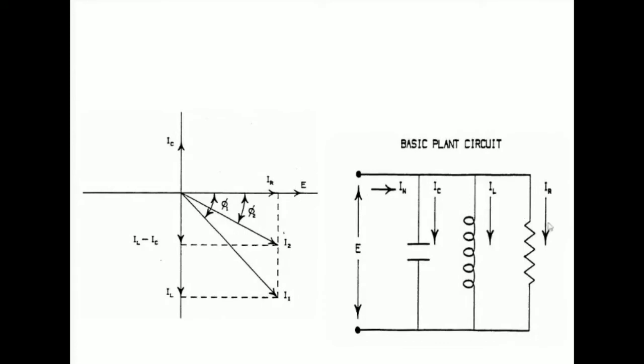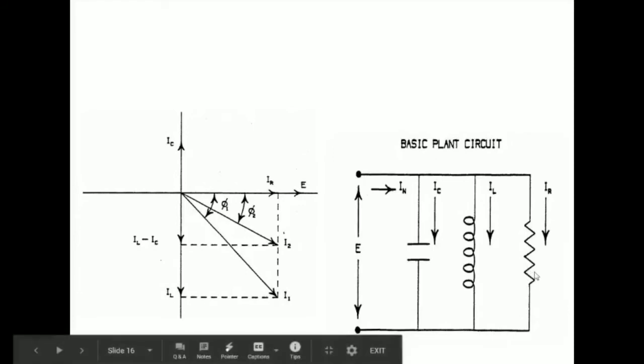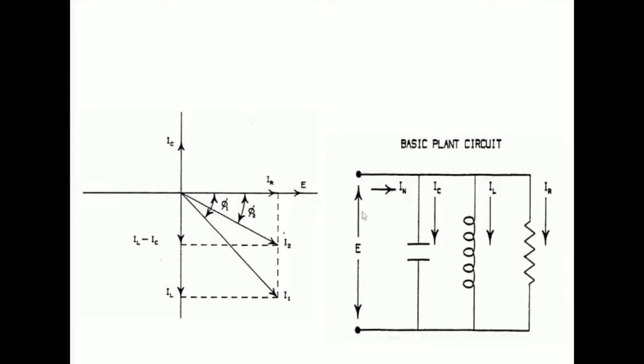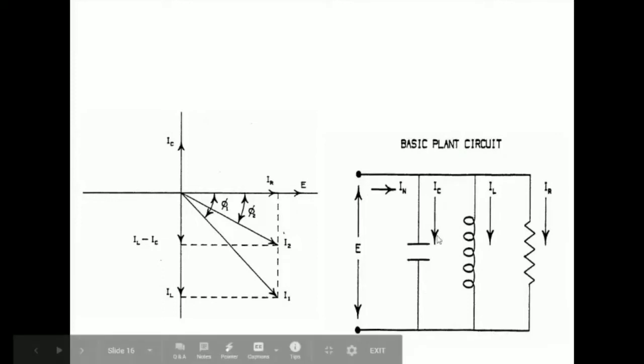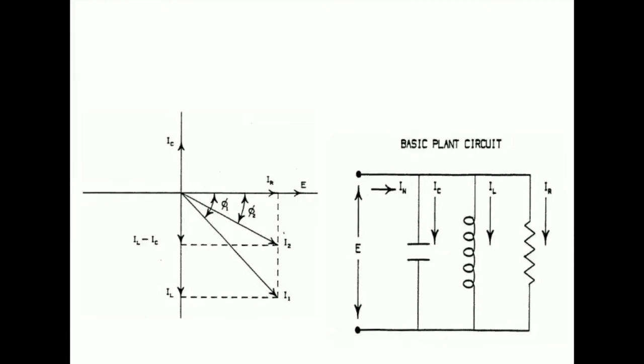Consider an RL load. We can have a parallel RL combination like this in the diagram. The source is supplying a voltage E and let the current I1 be drawn by this RL load initially. Suppose the capacitor is not there, only the RL load is there. Let the current I1 be drawn by the RL combination. Now, the total current I1 drawn is split into IL and IR through the inductor as well as the resistor.